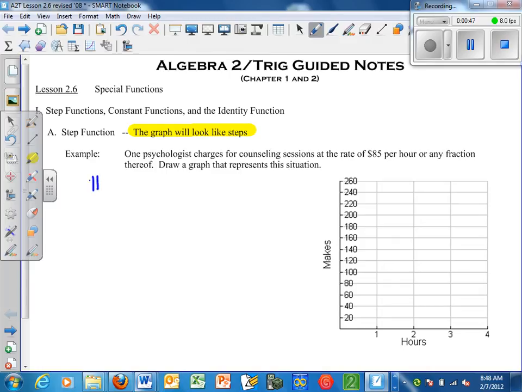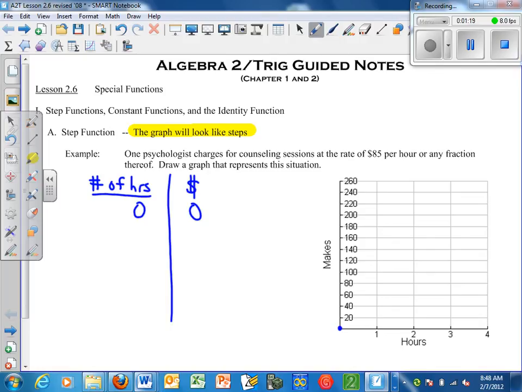So I'm going to title a column here, the number of hours. And I'm going to say, if we do 0 hours, what's the charge? I'll just put the dollar amount. Well, if I don't do any hours, it's 0. So we know at 0 hours, the charge is 0. So there's a point there at 0, 0.